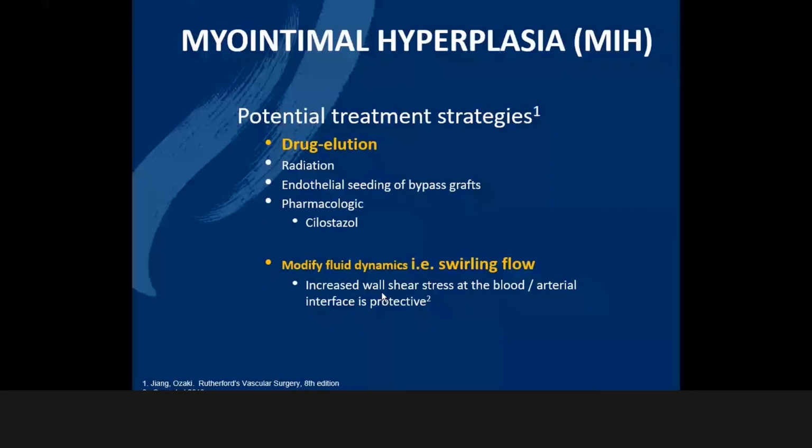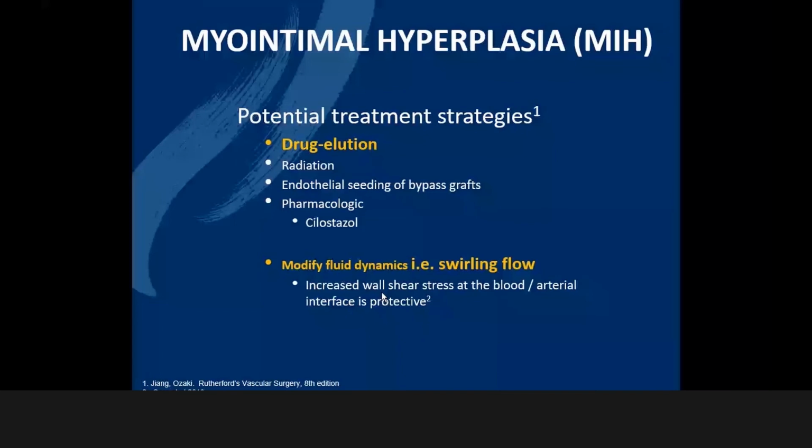There are, moreover, some experimental attempts with radiation and endothelial seeding of bypass grafts, all well described and very interesting to read through. And of course, we have some pharmacological effect, which we could add for our patients. But interestingly, we also have the possibility to modify fluid and fluid dynamics, for instance, with swirling flow. I will try to show you why in this way we are able to have an effect on the vessel wall, which looks like a drug eluting effect on the cells.